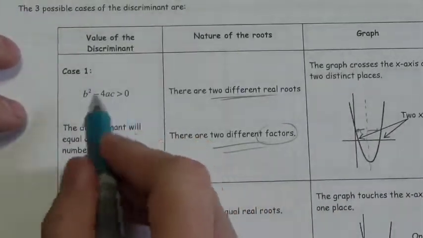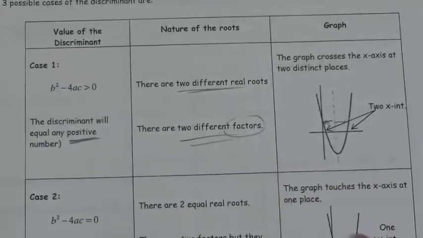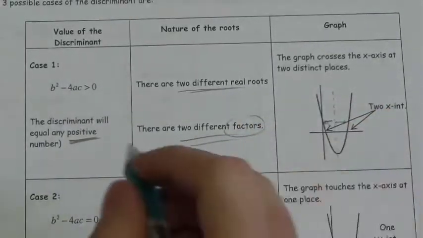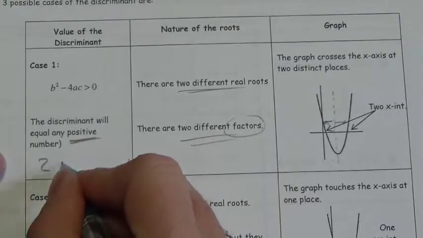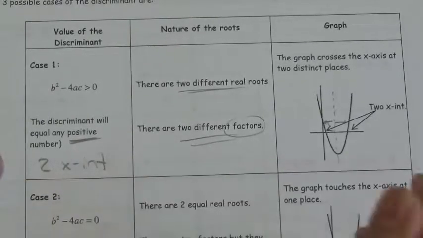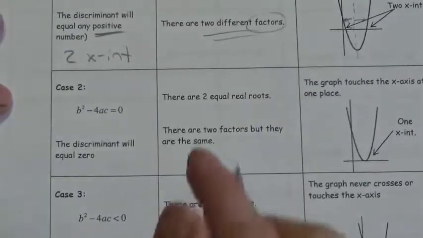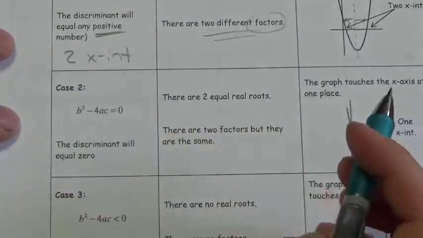So as long as this is some sort of positive number, there you go. You're going to get two x-intercepts. And that might be another way of thinking about it here. You're going to get two x-intercepts. The second case here is if the discriminant is equal to 0.